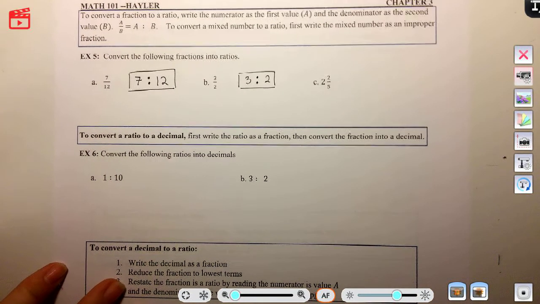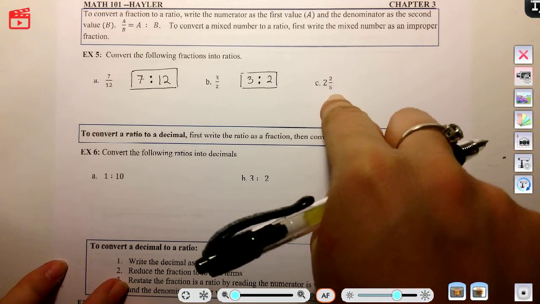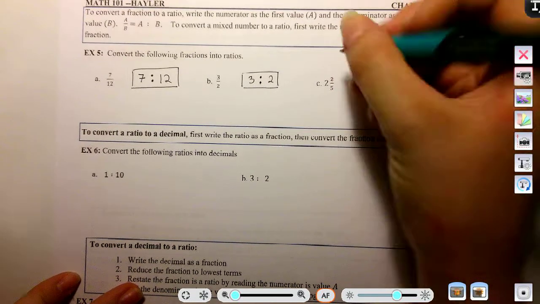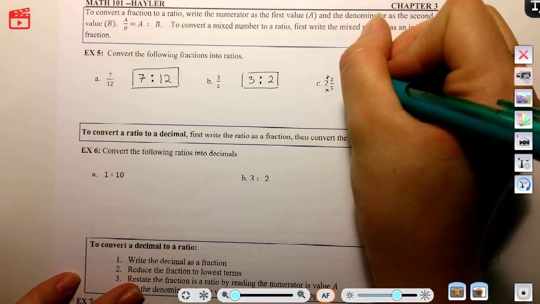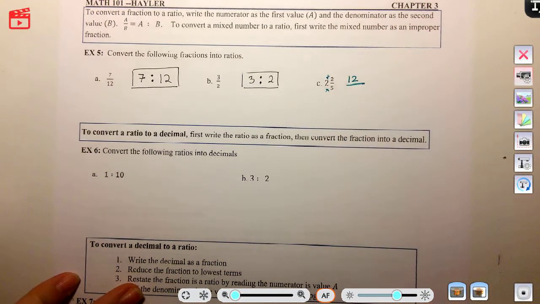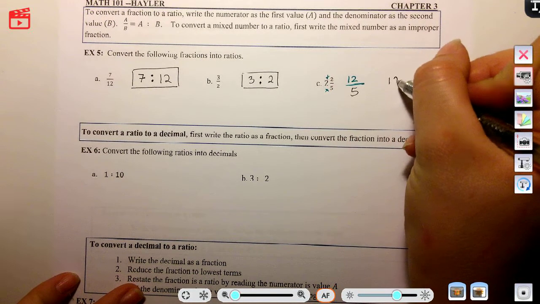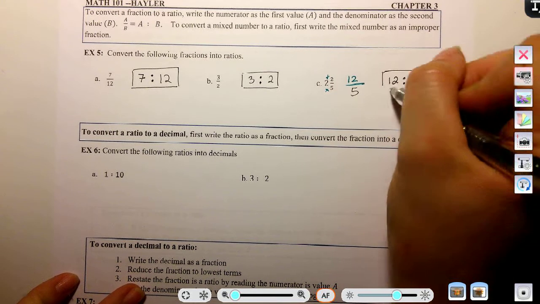All right, lastly, a mixed number. Okay, so our plan, we're changing our mixed numbers into improper fractions. So let's go ahead and do that. 2 times 5 is 10, plus 2 is going to be 12. So it's going to be 12 over 5. And then 12 will be our first number since it's our numerator. 12 to 5, which is our denominator.